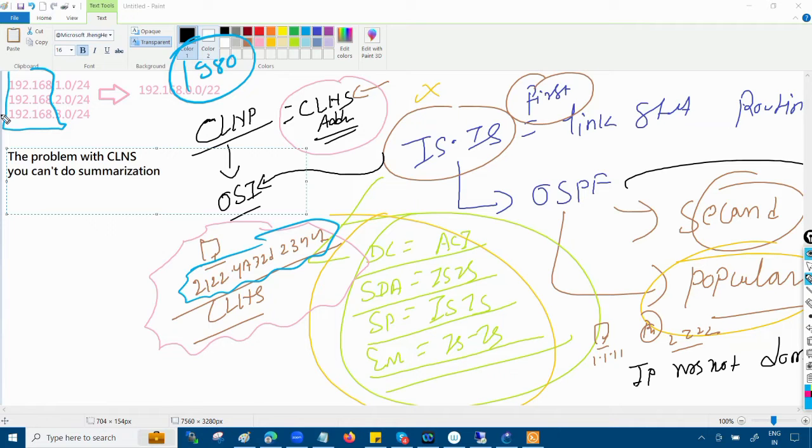Your bits should be matched. Remember how we did the problem summarization? Bits have to be matched. But in CLNS, the bits are not matching. It's a different set of bits we are using.